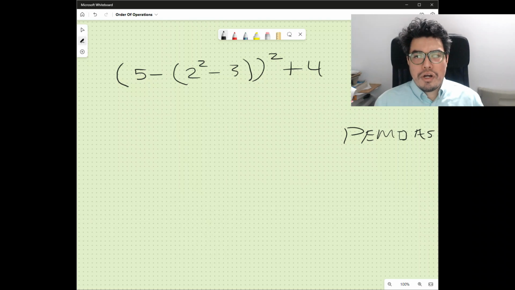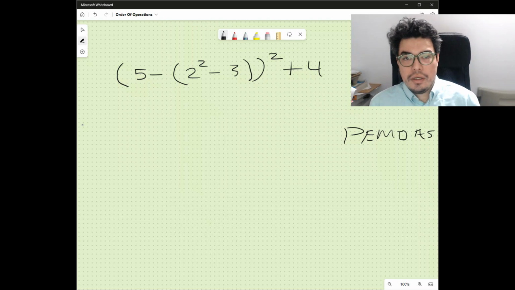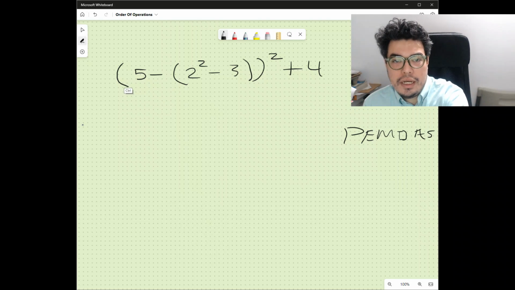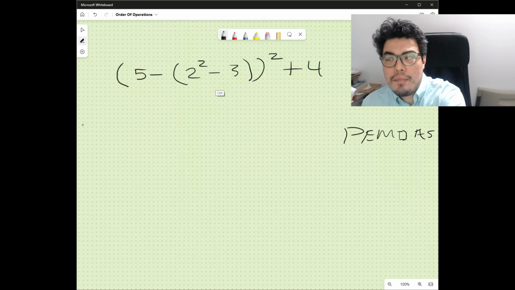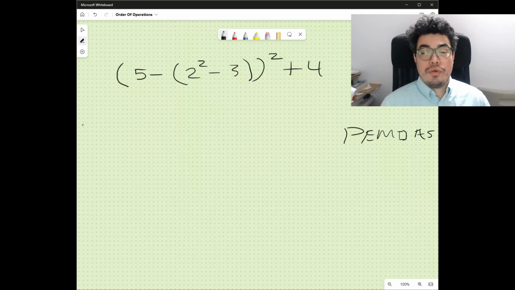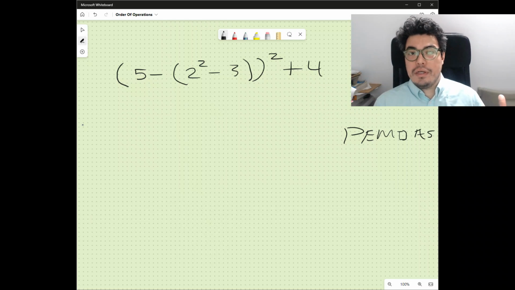Hello. So now we're going to do this slightly more complicated example. Okay. Let's look at it together. It is open parentheses 5 minus open parentheses 2 squared minus 3 close parentheses squared plus 4. So the first question we need to ask is, how do we even get started, right?